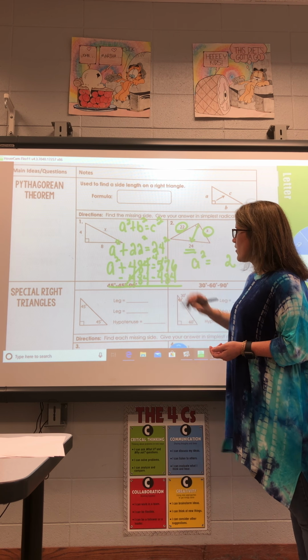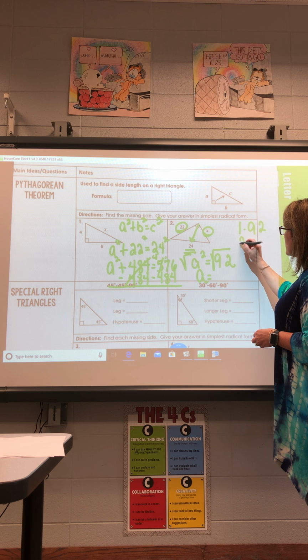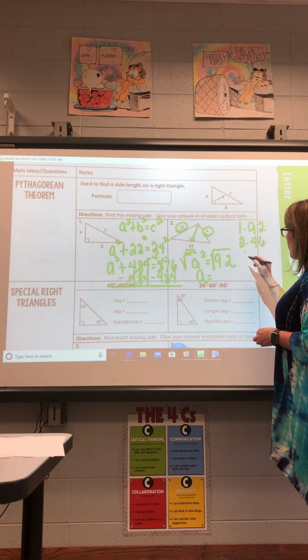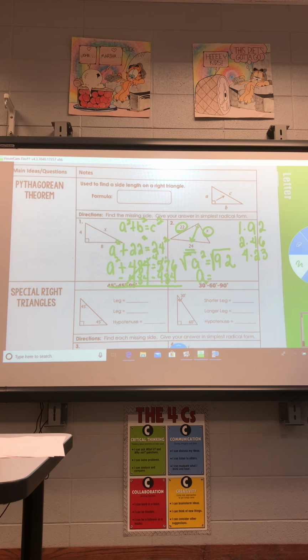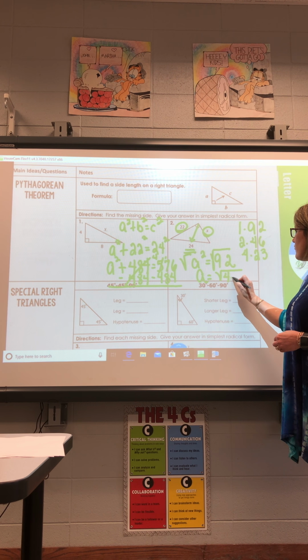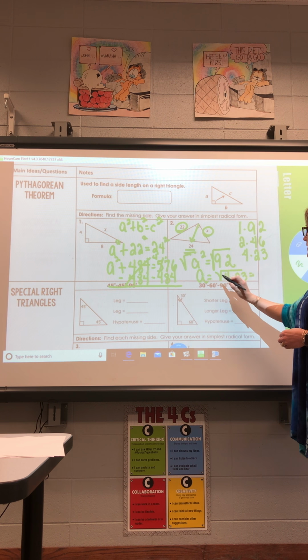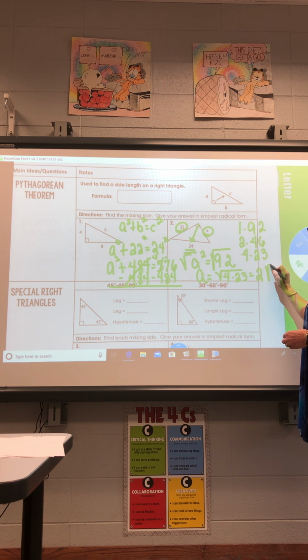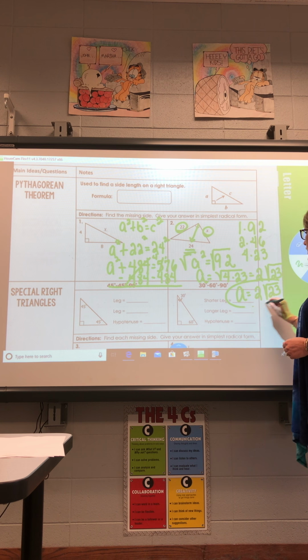Let's see what we can do about simplifying 92. We've got 2 times 46. 3 won't go into that. 4 will. 4 and 23, that's a pretty good value right there because 23 is prime and 4 is a perfect square. So let's replace 92 with 4 times 23. The square root of 4 is 2, and then 23 is going to stay under the radical. So that tells me that my A is going to equal 2 square roots of 23.